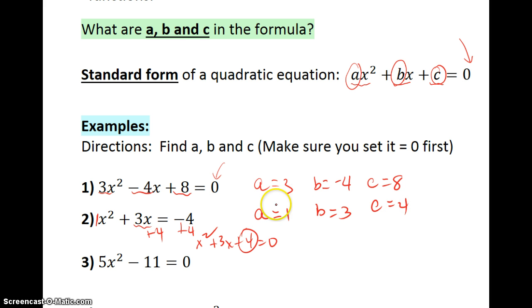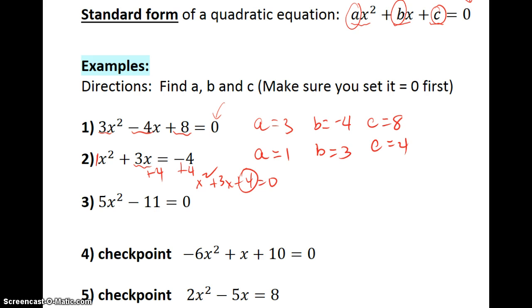I also want you to notice that when I'm writing a, b, and c, I do not write x or x squared with it. A, b, and c are just numbers. They are not variables.